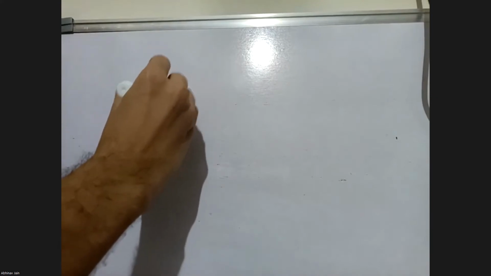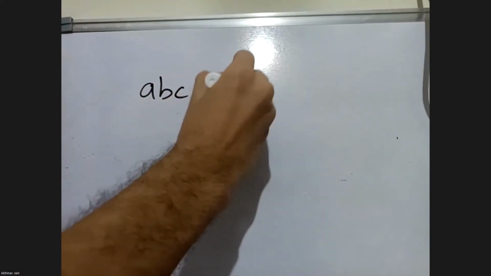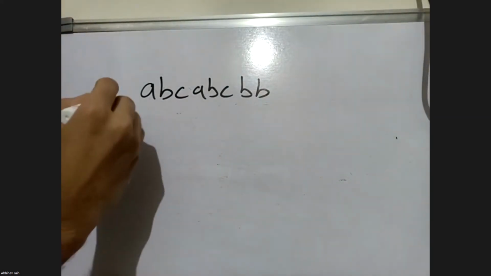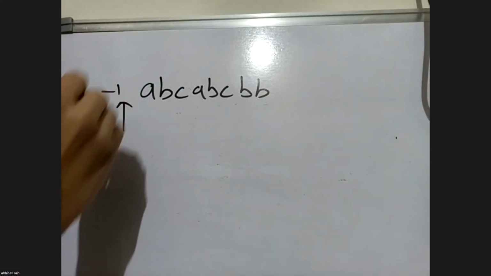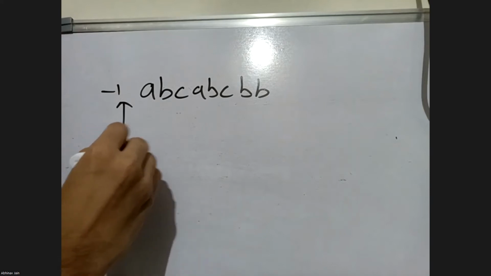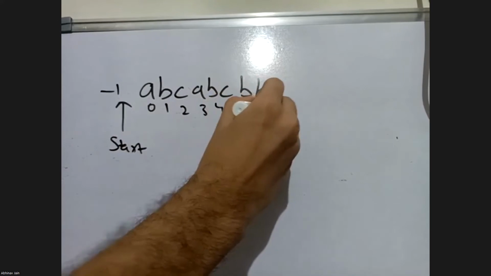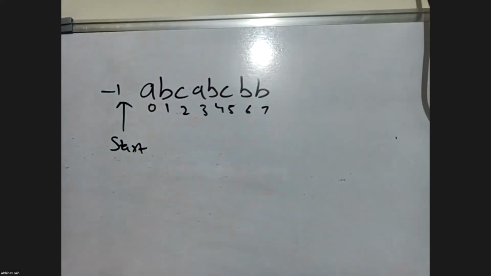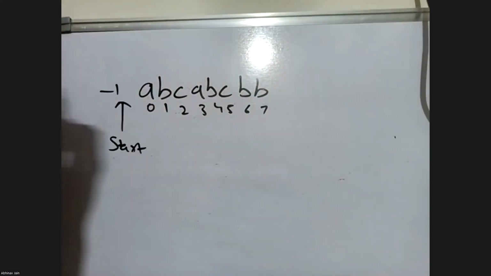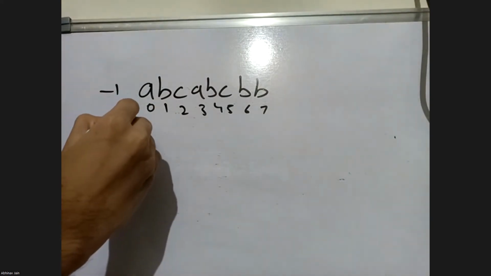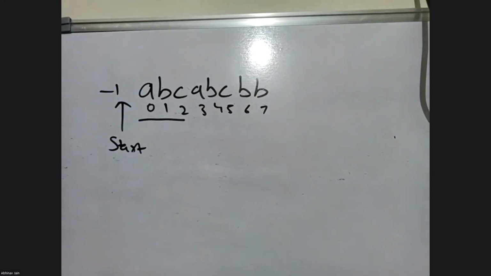It is a bit tricky. Let us see this one more time. We are starting a pointer, start, at -1. So what are we trying to do there? We are trying to find the length of the substring on the right side of start till any of these characters is repeated.